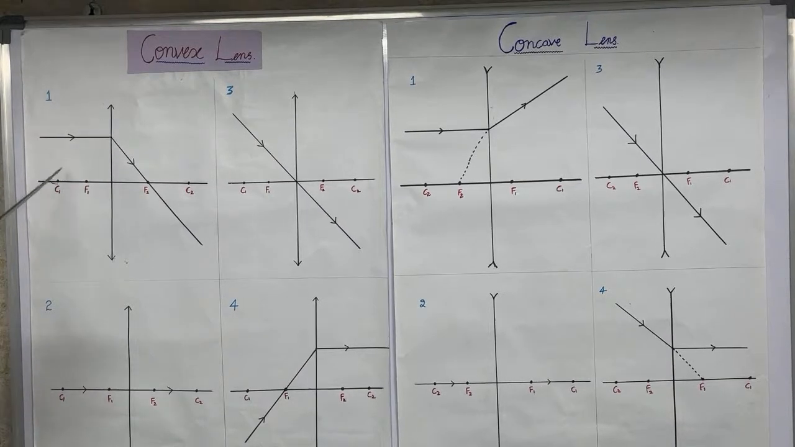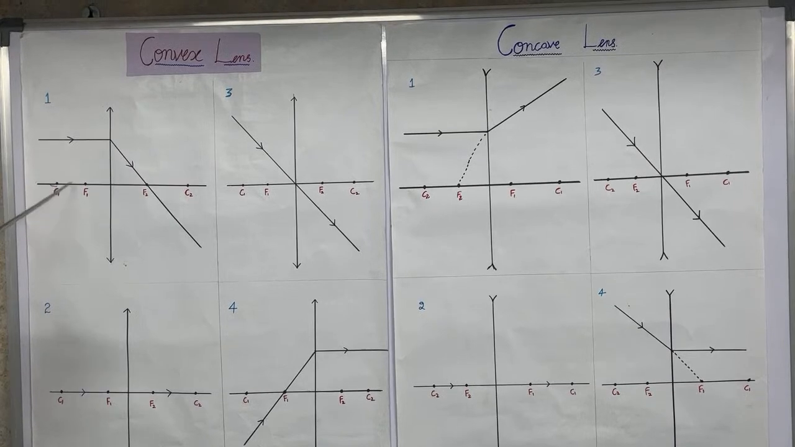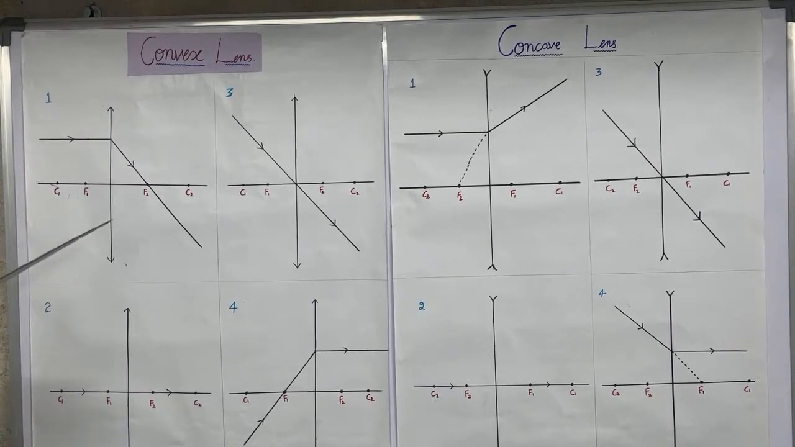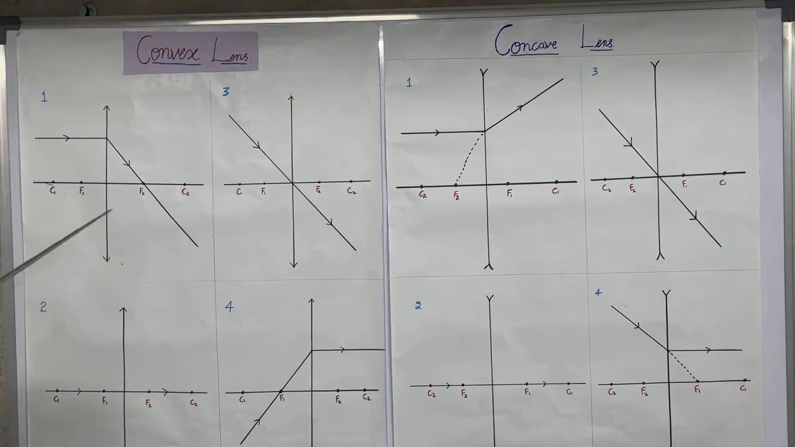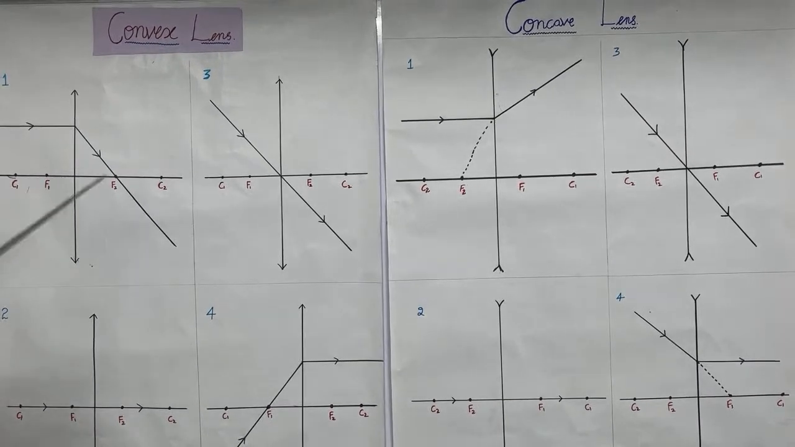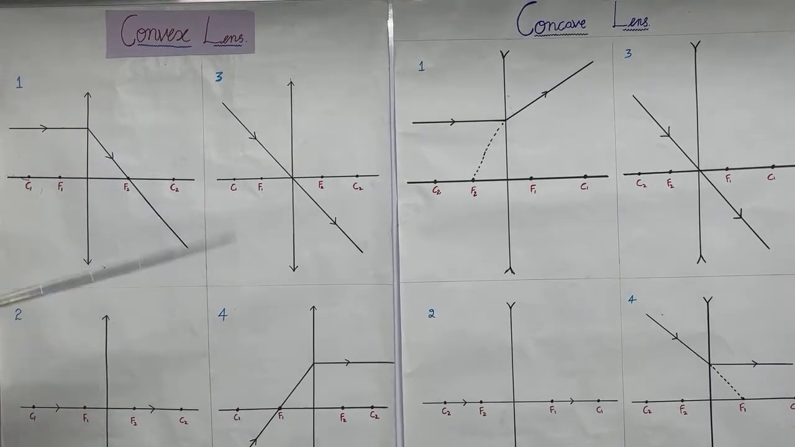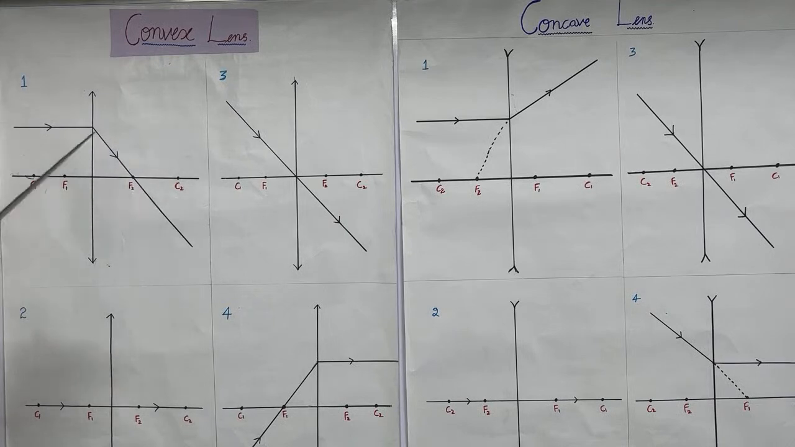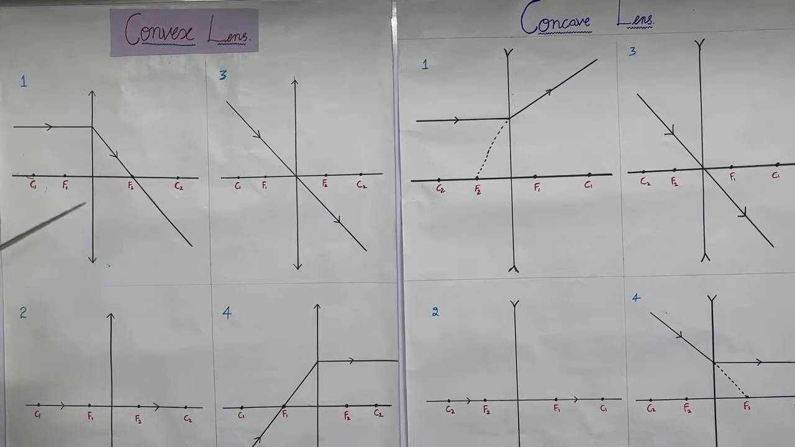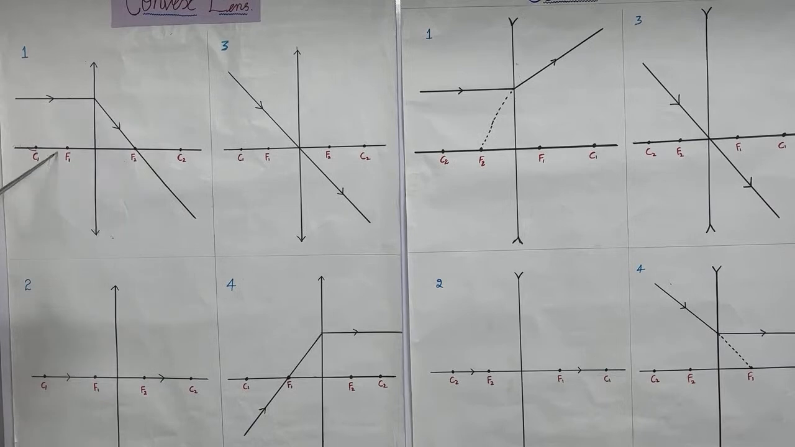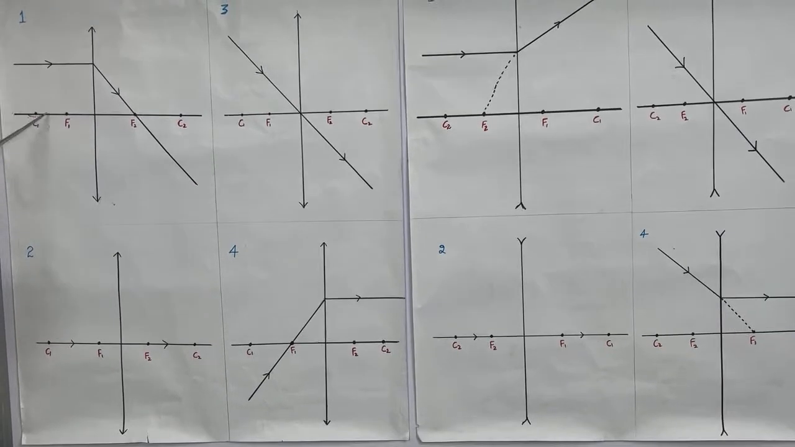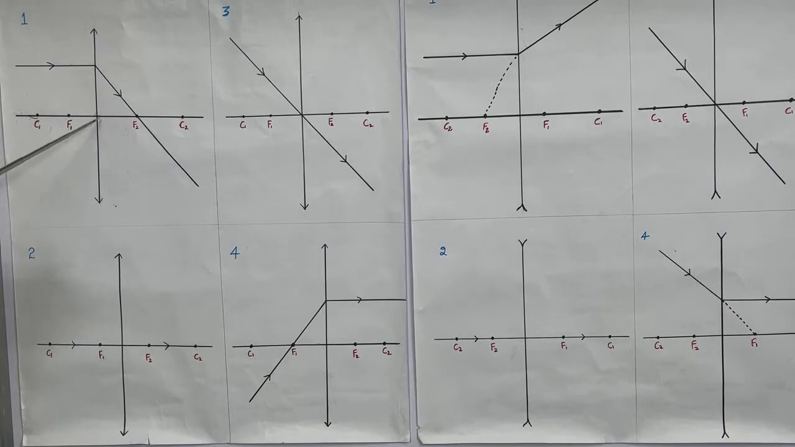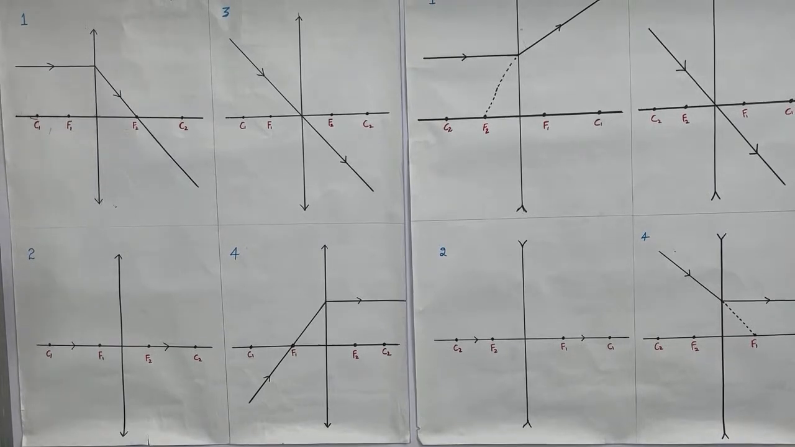Now first rule, this is the principal axis. Because of the lens, on either side it is having the center of curvature, and it is having two radii of curvature. Here one is C1, another one is C2, and F1 and F2, two focal lengths and two radii of curvature we are having. This is the principal axis which is passing through the optic center of the lens.